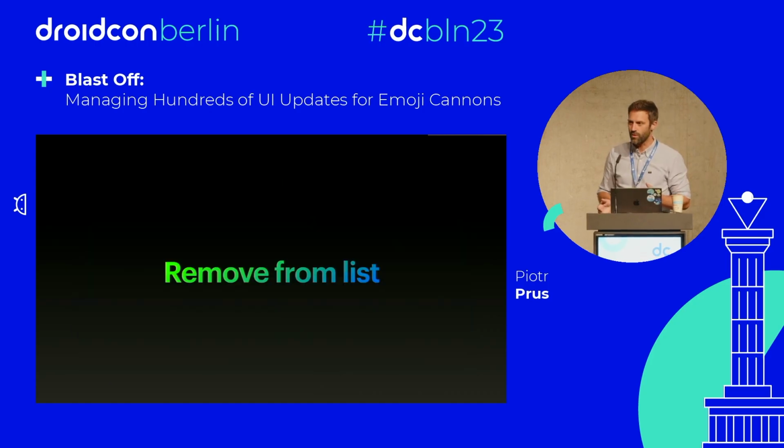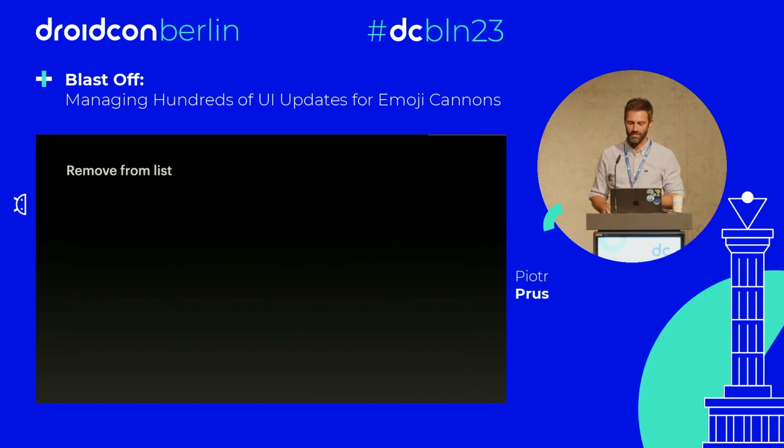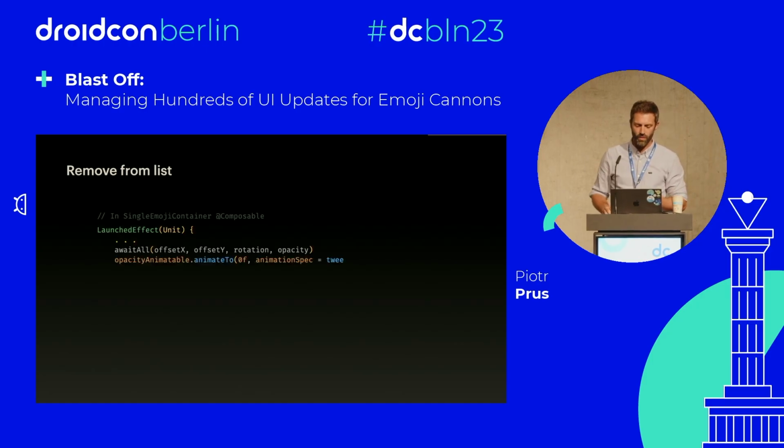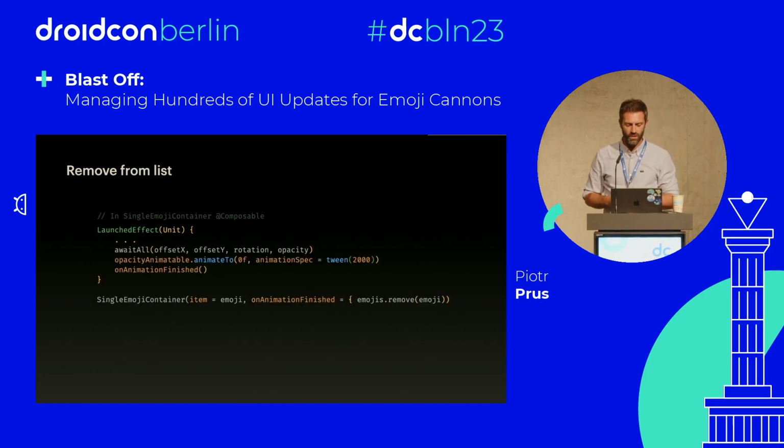So what we should do is just remove items from the list, and that should be fairly easy. So in my composable single emoji container, after all those animations and animate out, I'm calling my function on animation finished. And in this single emoji container, I have this higher order function where I can just call my list and remove one of the emojis.